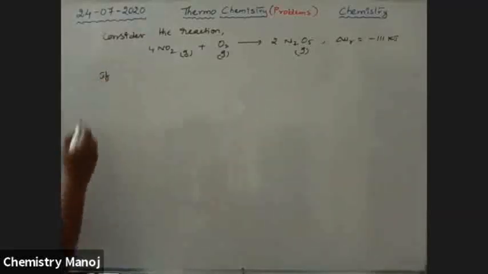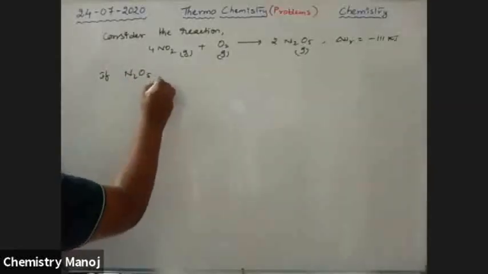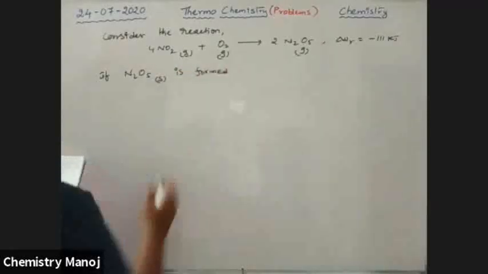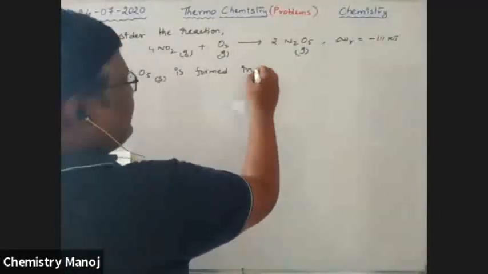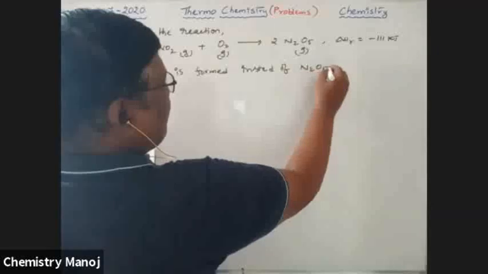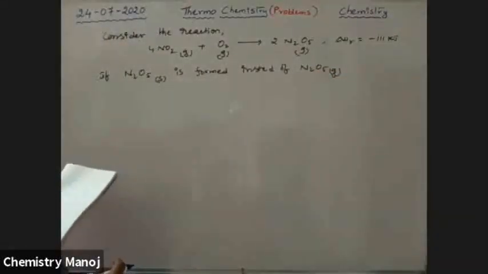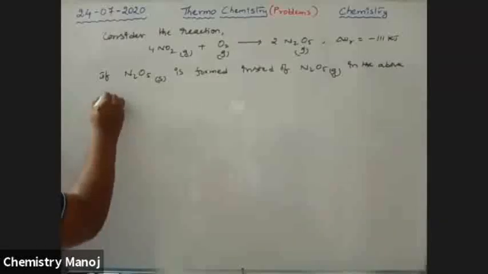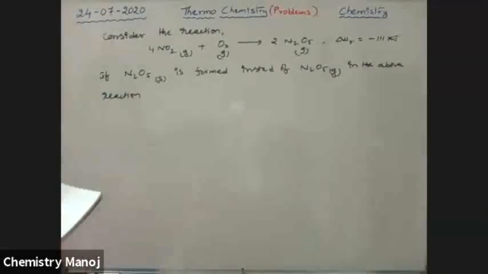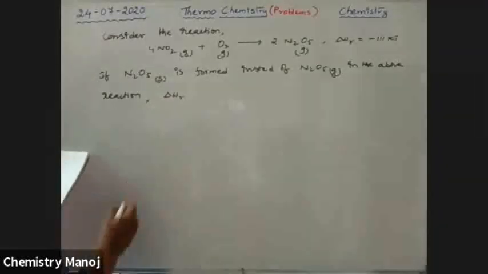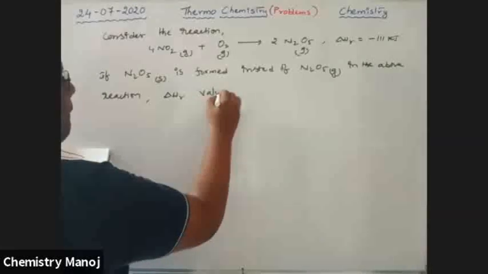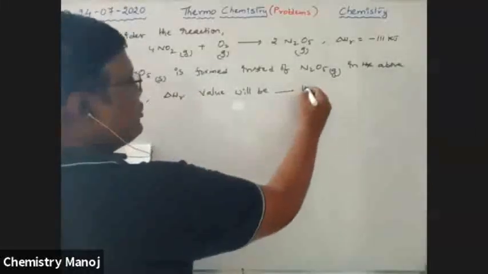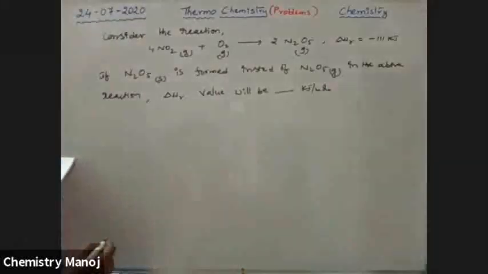If N2O5 solid is formed instead of N2O5 gas in the above reaction, the delta H of reaction value will be dash kilojoule per mole.